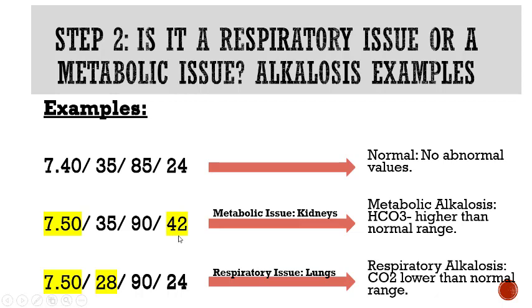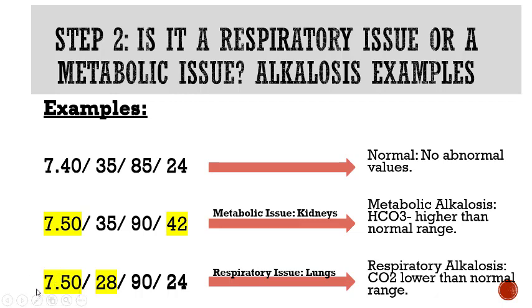Now you come here and you have a high bicarb. The normal range for bicarb is 22 to 26. Here, this patient has a bicarb of 42. That's higher than normal range. It's a high base. And because you have a higher amount of base, you're going to drive a more basic pH or an alkalotic pH. It's a metabolic issue caused by the kidneys because the bicarb is the abnormal value. So you have what's known as a metabolic alkalosis. The bicarb is higher than the normal range.